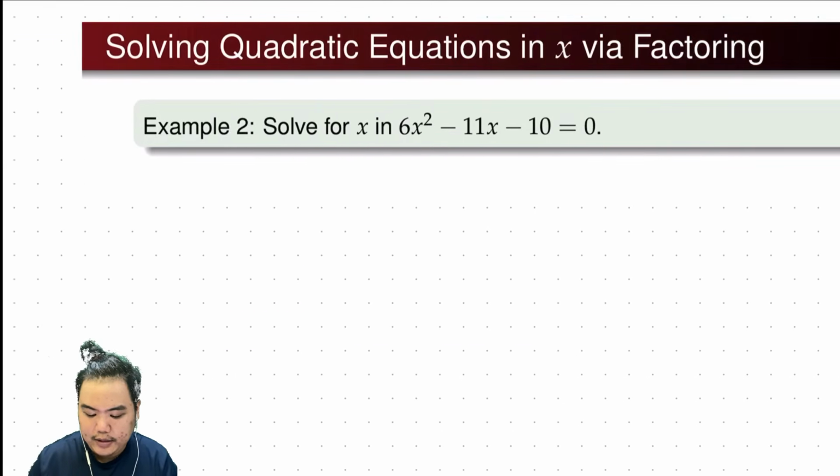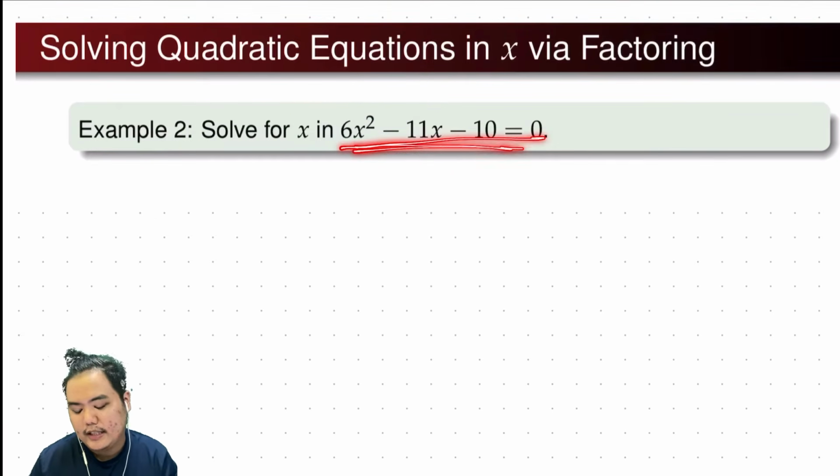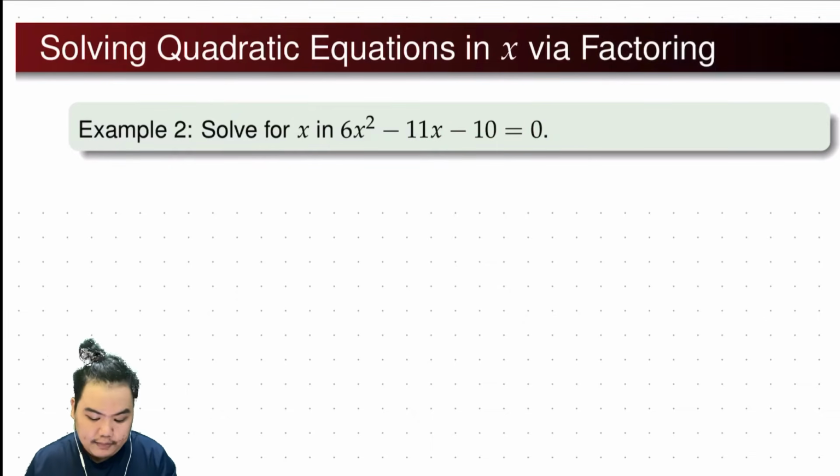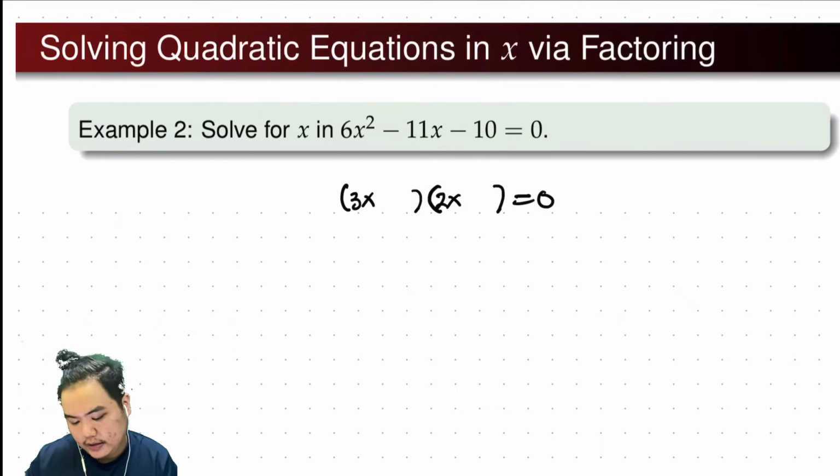Next example naman, via factoring pa rin. Let us solve this equation. Okay, so first step, kailangan naka-0 yung kabilang side. Tapos na siya. Factor natin ito. Ano mga factors niyan? Dito tayo mahihirapan sa factoring. Trial and error ito actually.